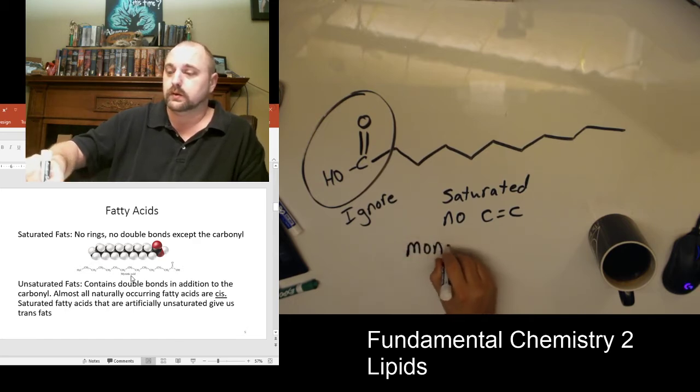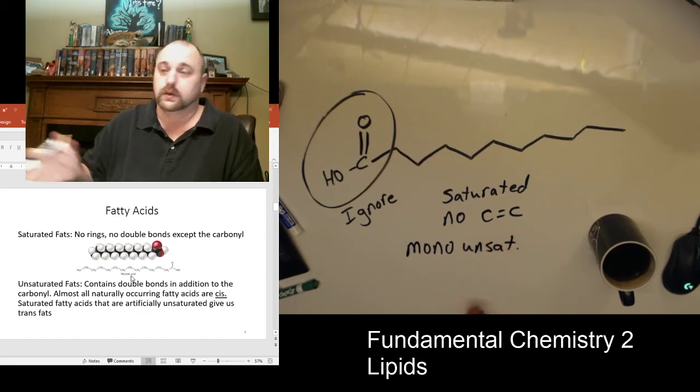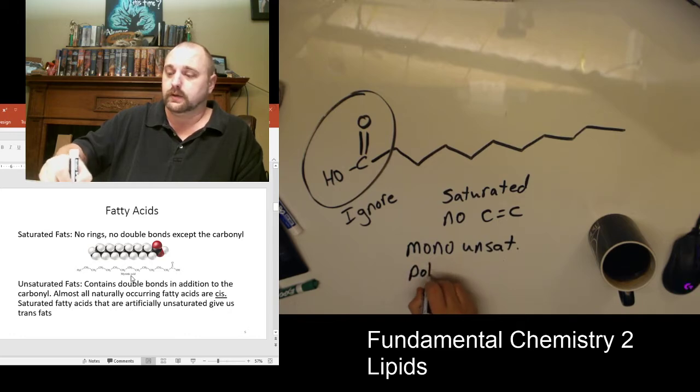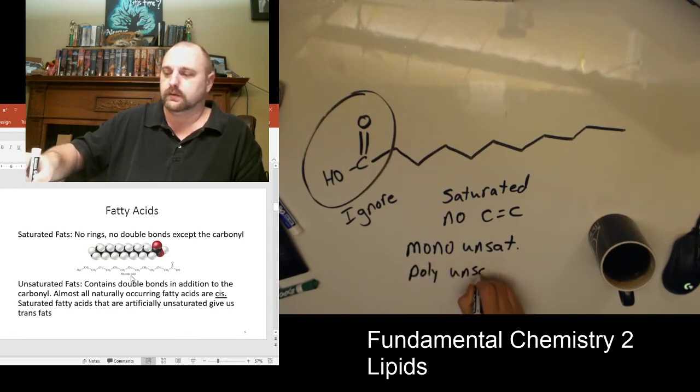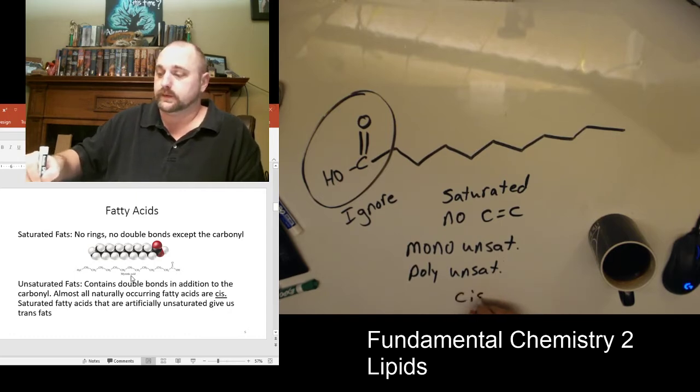Then we'll also deal with monounsaturated, which means they have one double bond. Polyunsaturated, where they have more than one double bond. And then we have this idea of cis and trans.